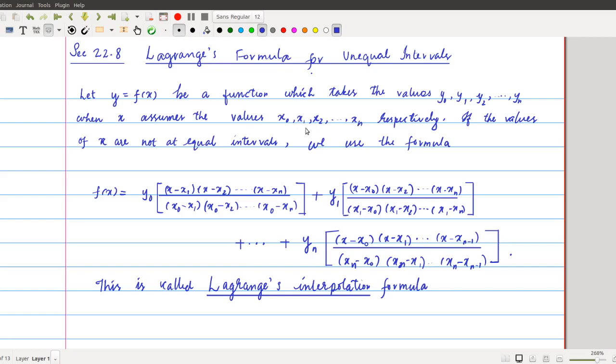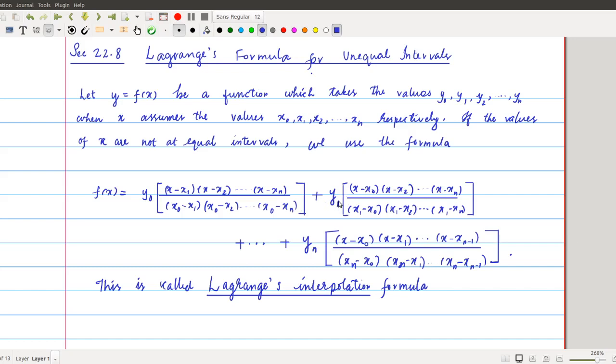x0, x1, x2 are not equal, then we use this formula: f of x equal to y0 times, y0 is f of x0 in fact, times x minus x1, x minus x2, etc., x minus xn. So we avoid x minus x0 in the numerator, and in the denominator we avoid x0 minus x0, so that will become 0, so we avoid those numbers.